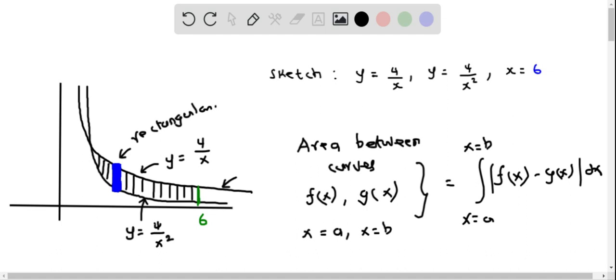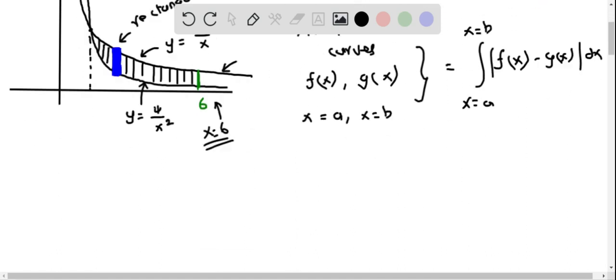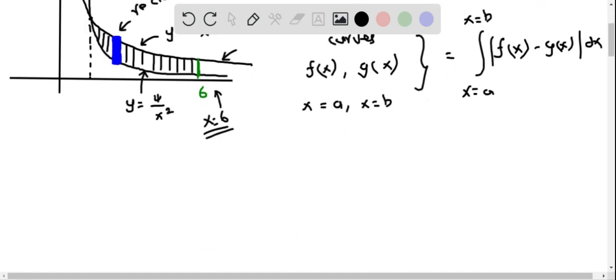Looking at this shaded region, we have only the line x equal to 6, and that means we know only the upper bound of this integral. We need to know the lower bound, that is the point of intersection of these two curves, and we can find it by solving these two curves. So let me consider one of the curves, y equal to 4 over x, and the other curve is y equals 4 over x squared.